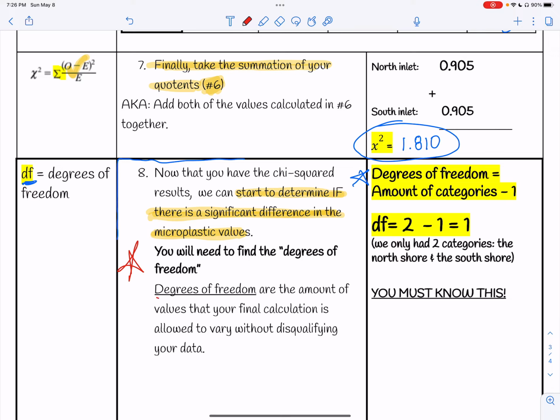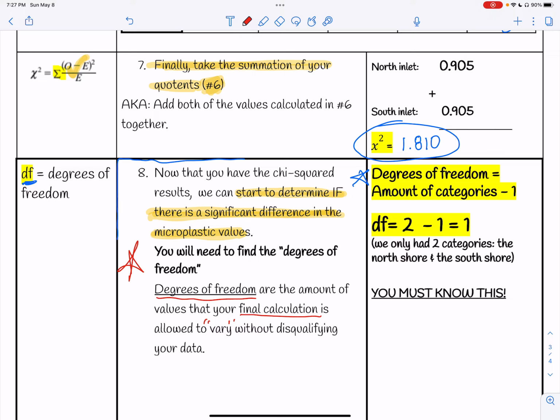And just this definition, real quick. Degrees of freedom are the amount of values that your final calculation is allowed to vary, or be wrong, without saying your data doesn't really qualify, or isn't enough. If that's the case, you just need to take more samples. Degrees of freedom is literally the value freedom: how much freedom does it have to vary before your data's trash, or doesn't really have anything significant about there being a difference.